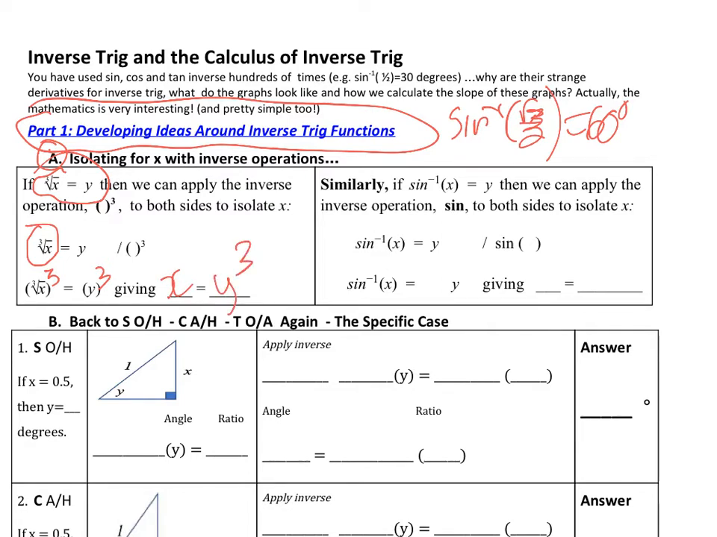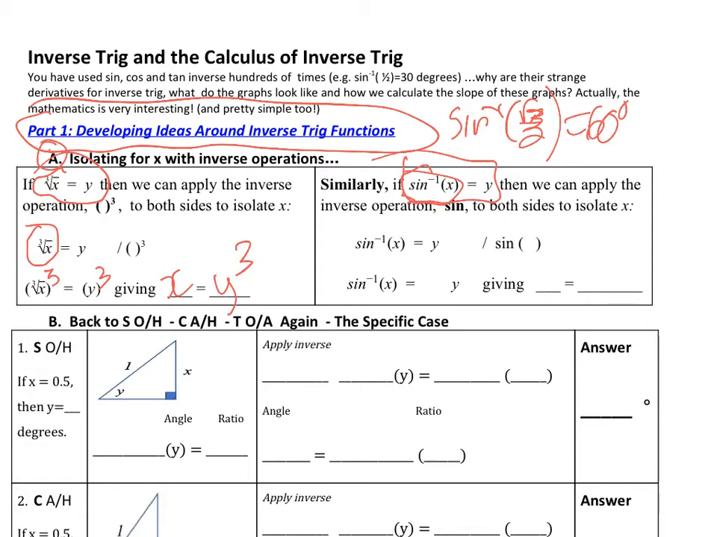So notice we do the same thing to both sides. Now here's what you often don't think of when you do this with sine and cosine. Say we start out with sine inverse of x equals y and we want to get x by itself. What's the opposite of sine inverse? Well, sine inverse is what you do to a ratio to get an angle. Sine is what you do to an angle to get a ratio.